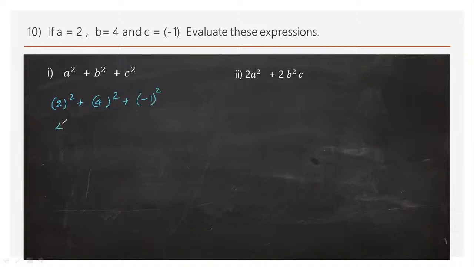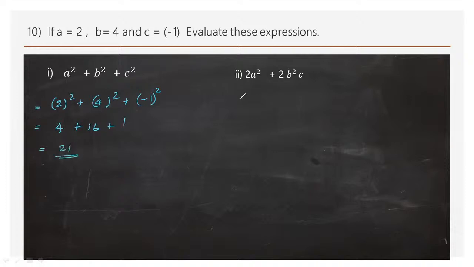2 squared means 4. 4 squared means 16. Minus 1 squared means 1. 4 and 16, 20, 20 and 1. What is the answer? 21.